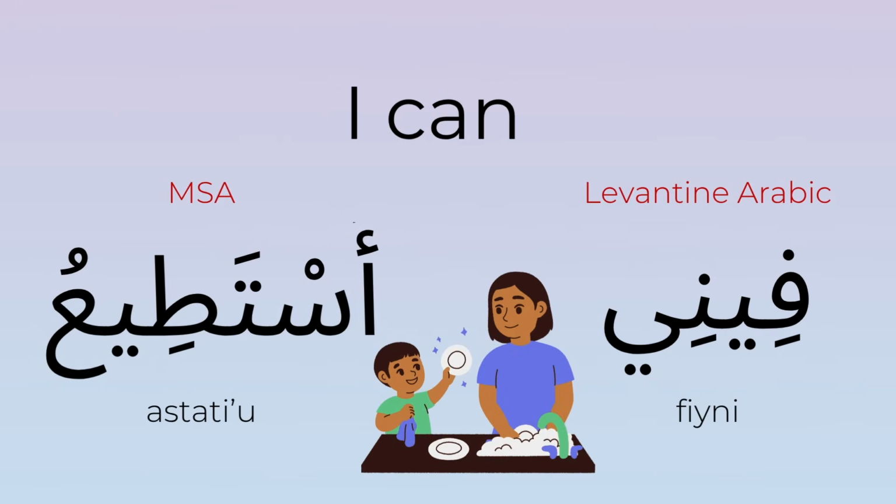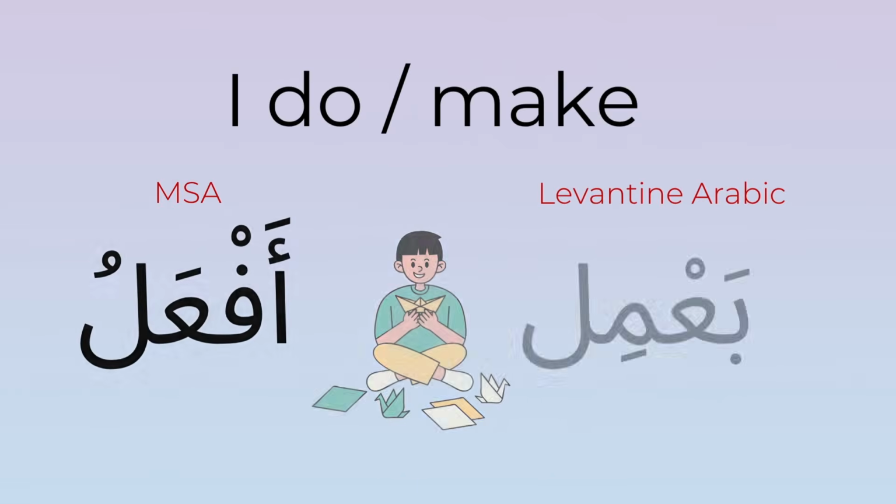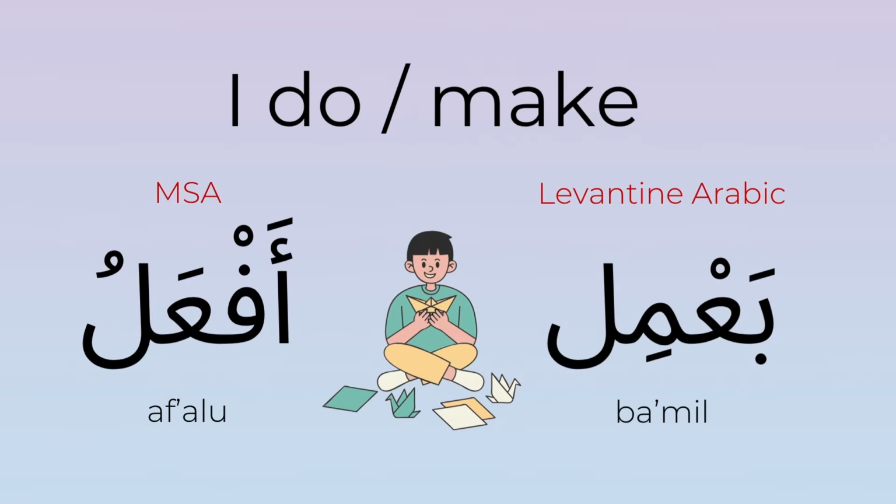I can. In MSA, we say أستطيع. In Levantine Arabic, we say فيني. You also might hear the version where we say في, where we're dropping that noon. So once again, we have أستطيع versus فيني or في. I do or I make. In MSA, we say أفعل. In Levantine Arabic, we say بعمل. أفعل versus بعمل.